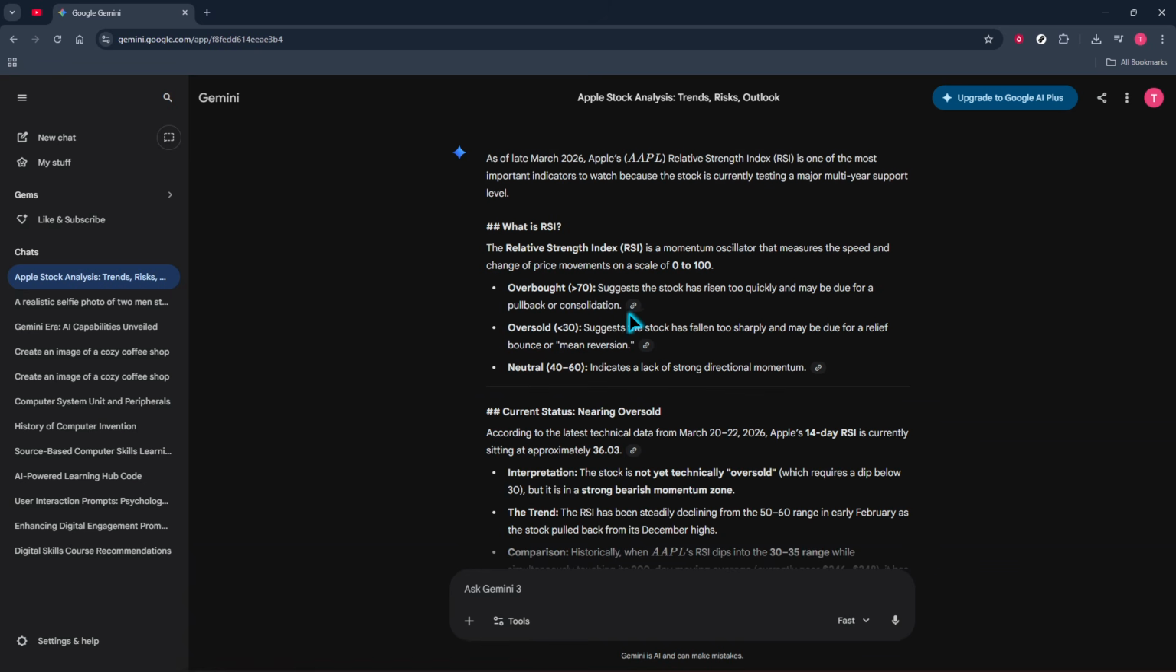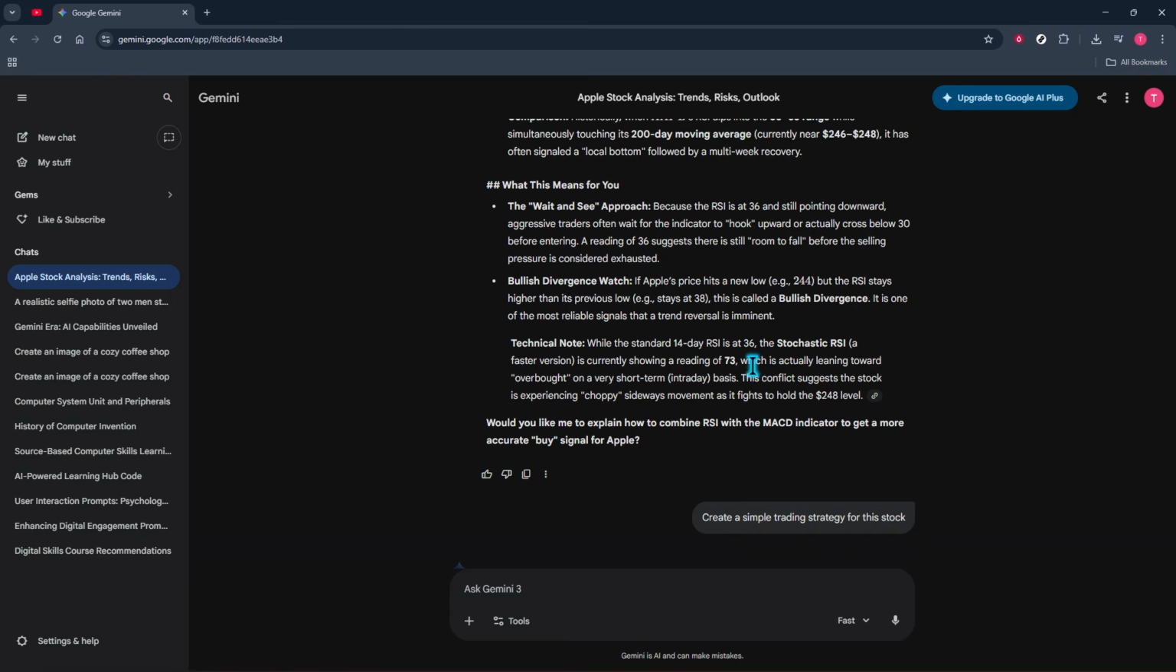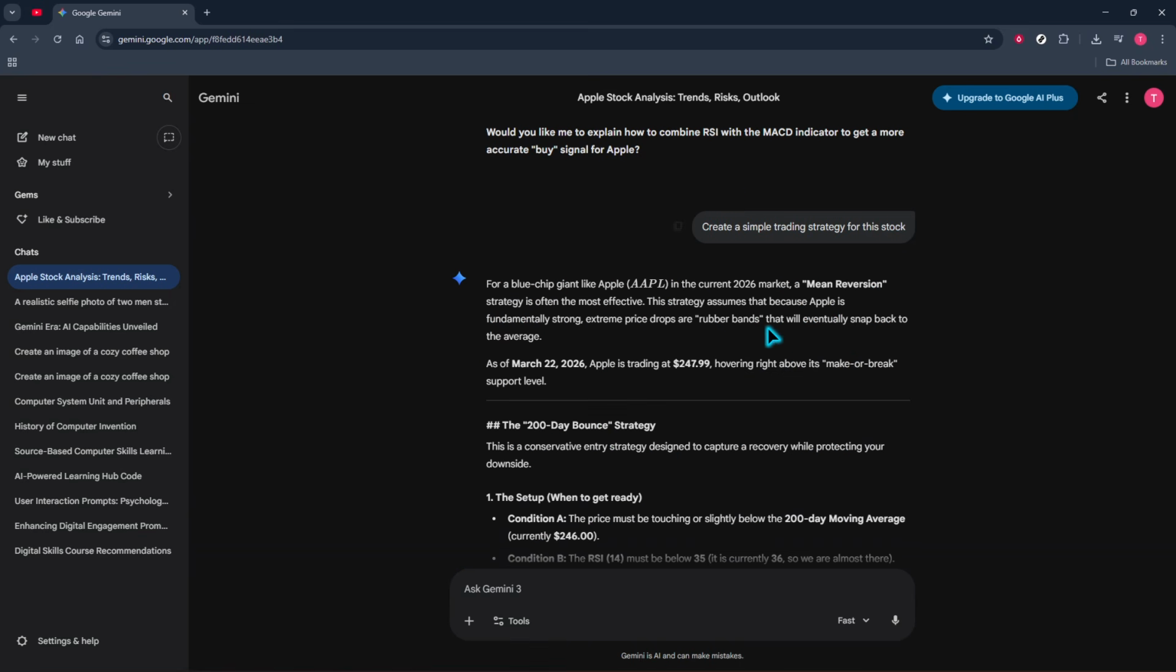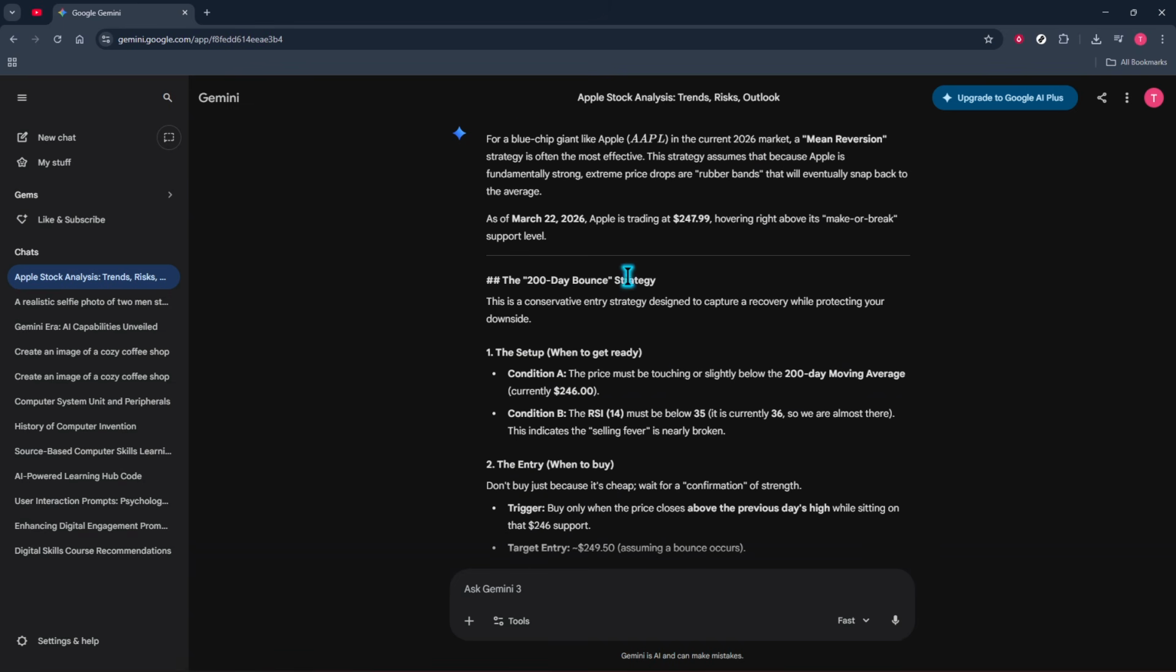To turn insights into a plan, ask, create a simple trading strategy for this stock, or should I invest short-term or long-term in this stock? Gemini can outline idea frameworks. You should verify assumptions and, if possible, backtest before acting.